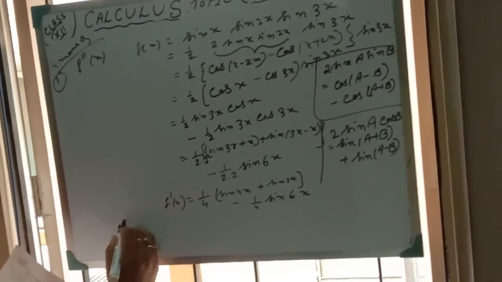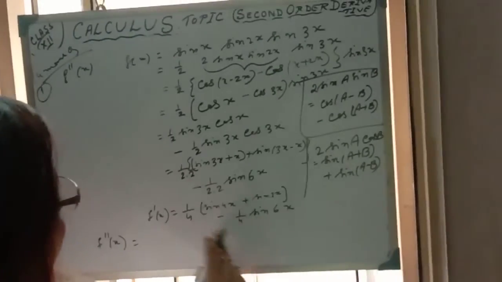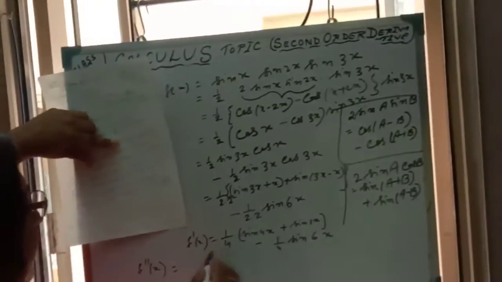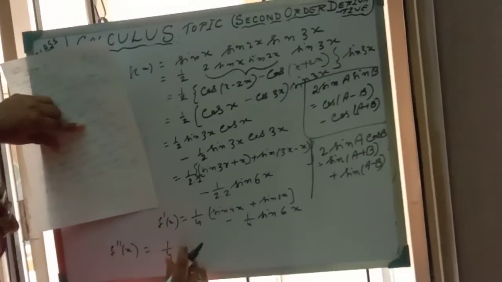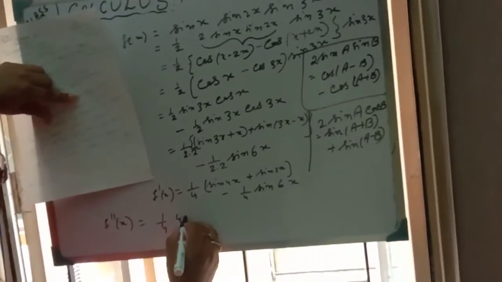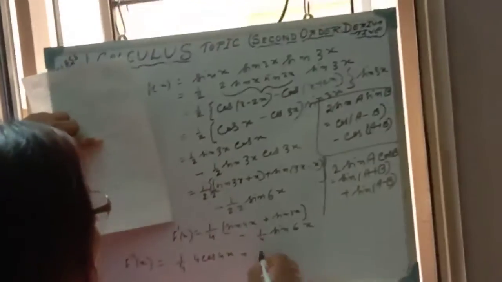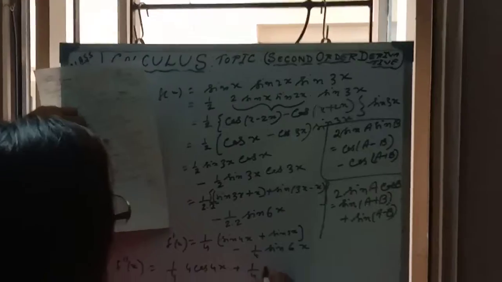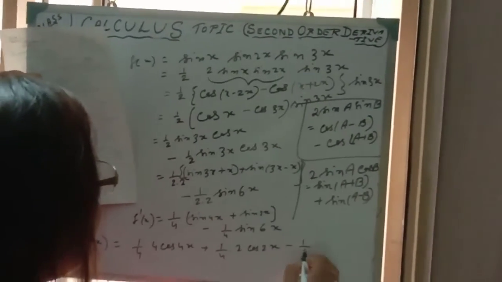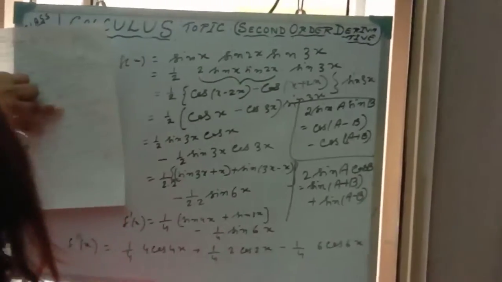Now we have to find f double dash x. That means we have to again differentiate these functions with respect to x. This is 1 by 4 sin 4x. d/dx of sin mx means m cos mx, which will be 4 cos 4x. Plus 1 by 4 sin 2x, and it will be 2 cos 2x. And it is minus 1 by 4, it will be 6 cos 6x.